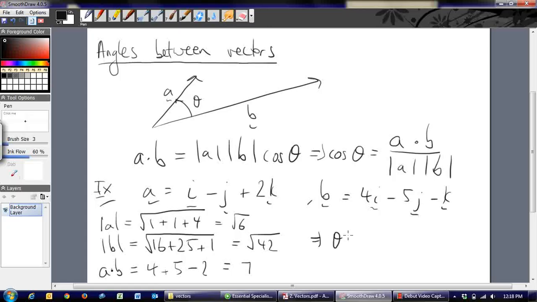So therefore, the angle theta will be equal to, I'll just do cos theta first, just to not confuse anyone. cos theta is equal to A dot B, which is 7, over the magnitude of A, which is root 6, times magnitude of B, which is root 42. And so I'm not going to do it on the calculator, but you can easily do it. Theta is equal to the inverse cos of all that from before. Just do that all on your calculator. I'm not going to bother doing that, and you get your angle between those two vectors.